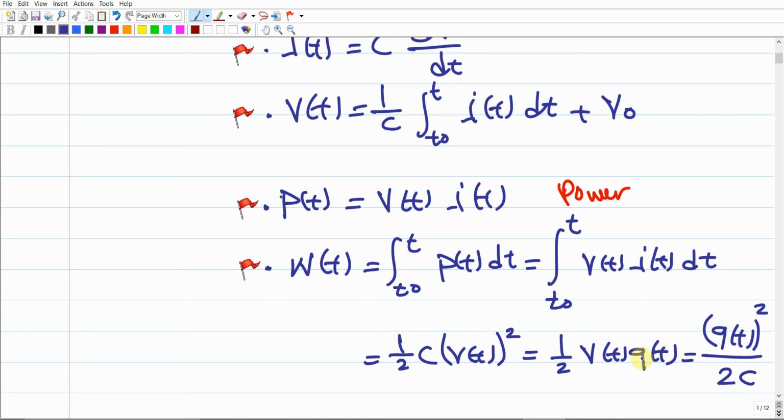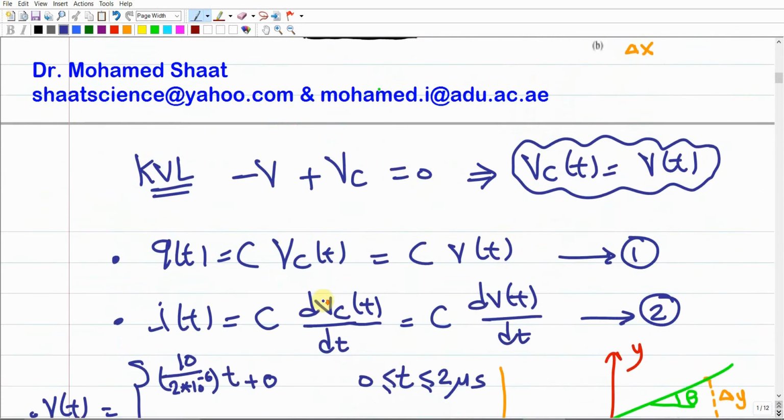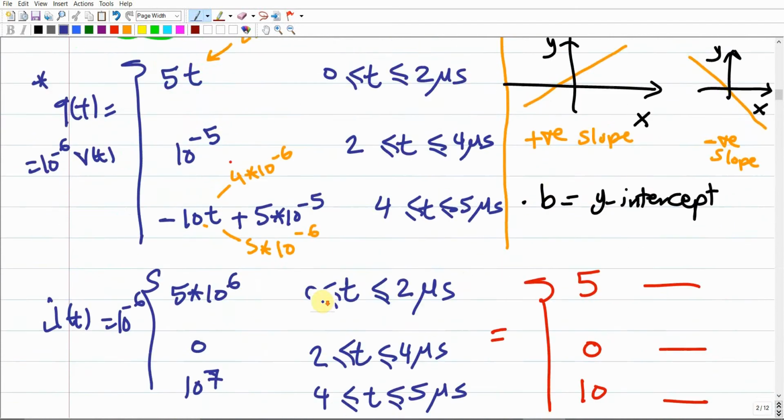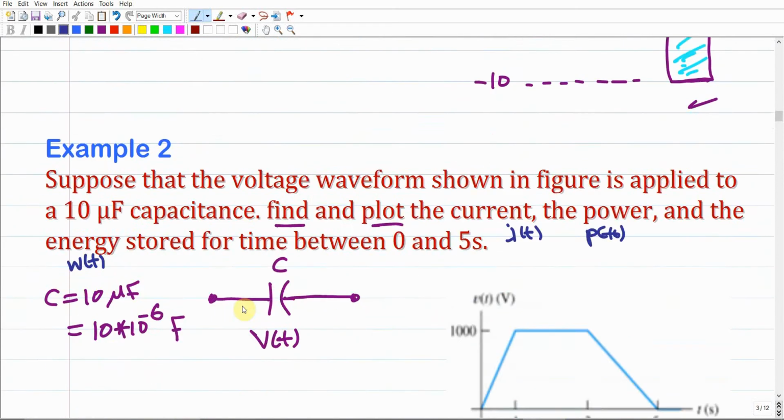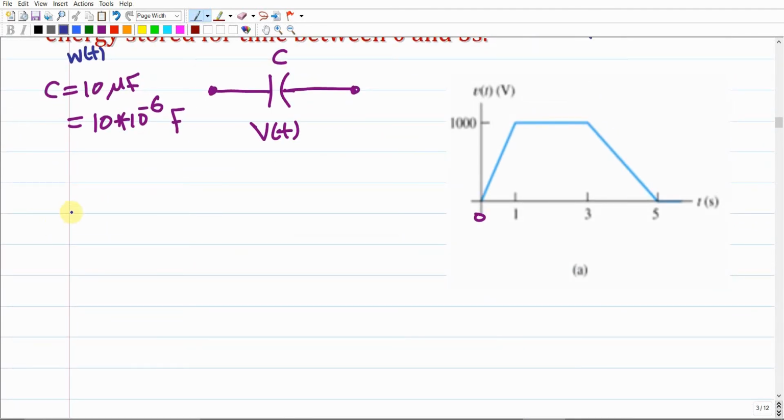Even there is no need to use these formulas, or you can use them, it's up to you. But let us use the integration form even. So if we consider this one more time here, for the energy, or let's say the current. So these are the equations that we have to plug in or use.